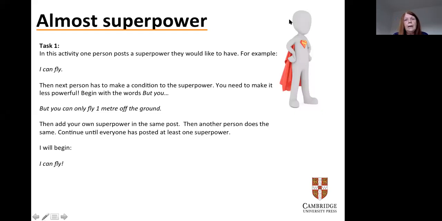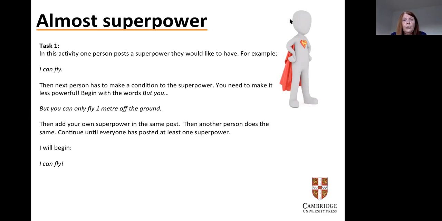So I'm going to tell you a superpower, and you have to post a condition to the superpower beginning "but you can" or "but you", and post your own superpower. So two things: reply to mine with "but you", and then post your own. So here's mine to start you off with. I can read people's thoughts. Just to repeat, I can read people's thoughts.